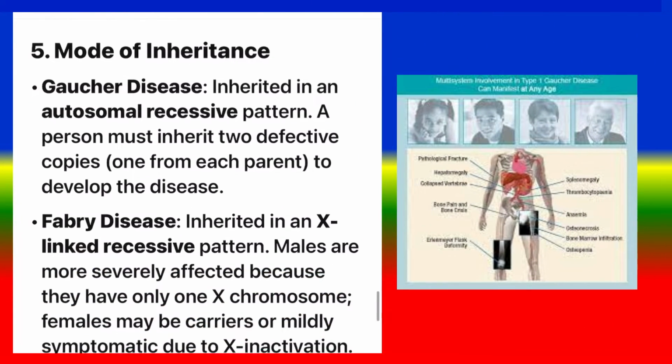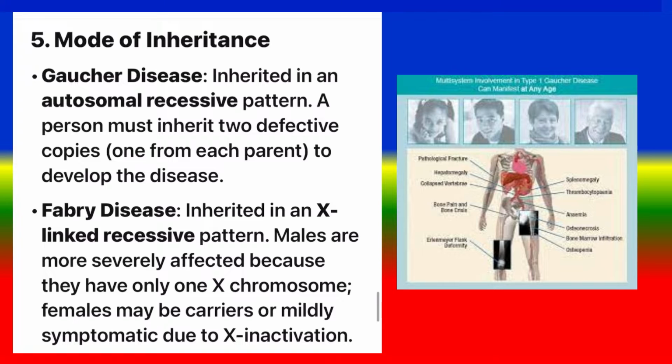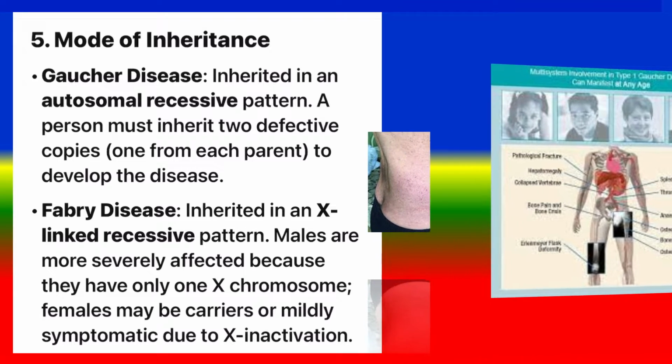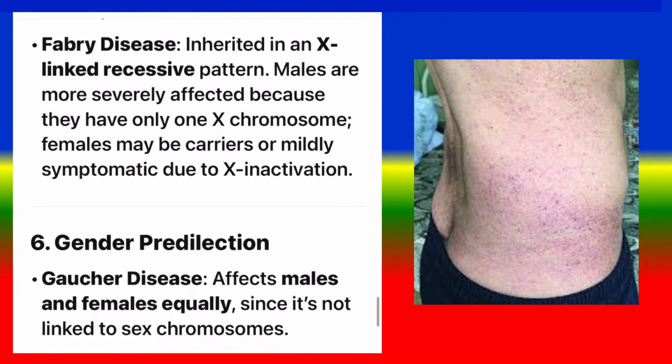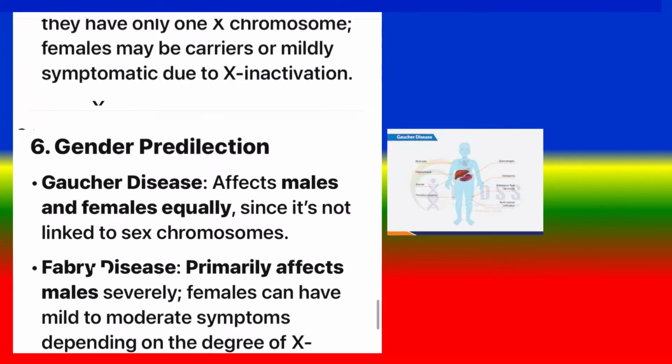5. Mode of inheritance. Gaucher disease is inherited in an autosomal recessive pattern. A person must inherit 2 defective copies, one from each parent, to develop the disease. Fabry disease is inherited in an X-linked recessive pattern. Males are more severely affected because they have only one X chromosome. Females may be carriers or mildly symptomatic due to X inactivation.